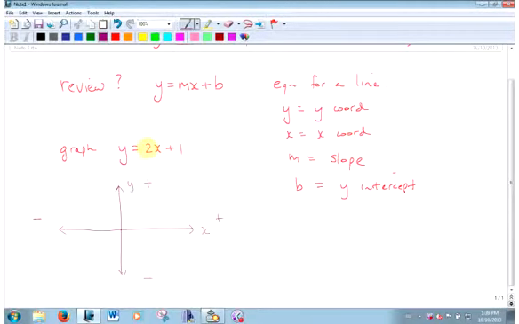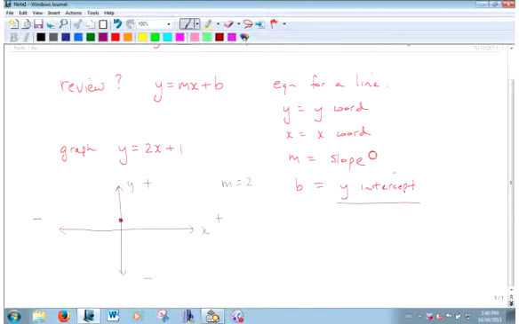I know the slope is 2. The y-intercept is where you want to start. I know it goes through this point. This is the y-intercept, positive 1. Now I don't know yet which way my line tilts, but I do know it goes through that point. So that's where the slope comes in. The slope is 2.